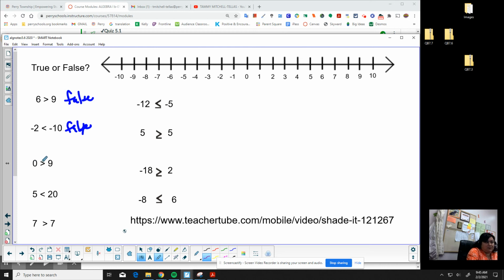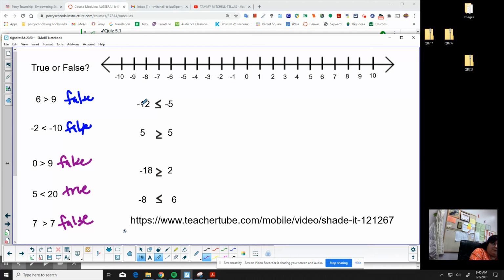Okay, 0 is smaller than 9, so this is false because it's eating the wrong one. 5 is less than 20. It's eating the big one. This one's true. 7 is greater than 7. They're exactly the same, so that's false. Okay, so if I go over here and I add the equals, it can be equal, so it's less than or equal to, greater than or equal to.